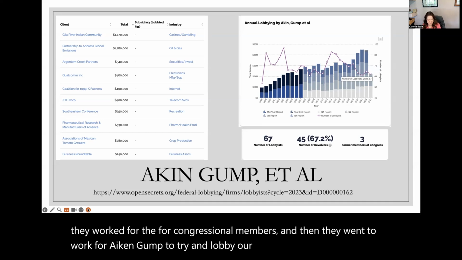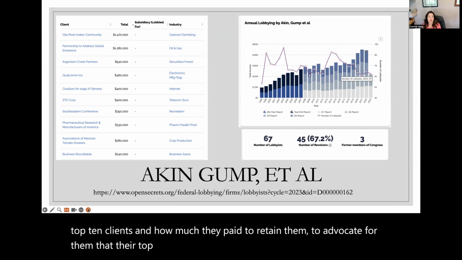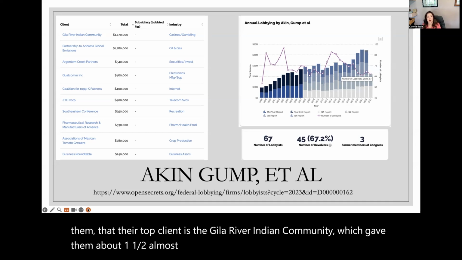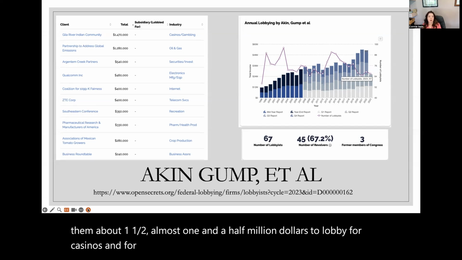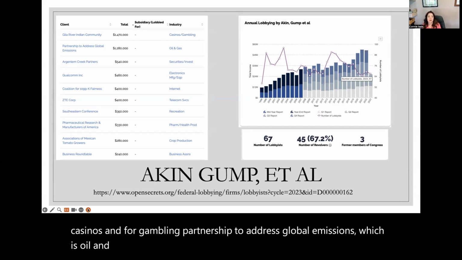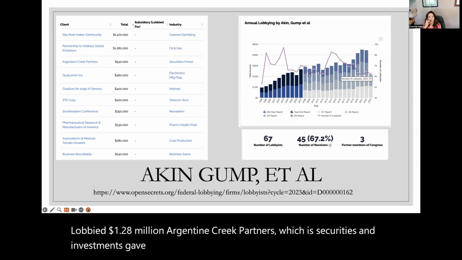If we look at their top 10 clients and how much they paid to retain them to advocate for them, their top client is the Gila River Indian Community, which gave them almost $1.5 million to lobby for casinos and gambling. Partnership to Address Global Emissions, which is oil and gas, paid $1.28 million. Argentum Creek Partners, which is securities and investments, gave $540 million.